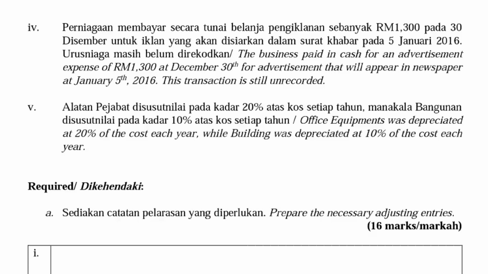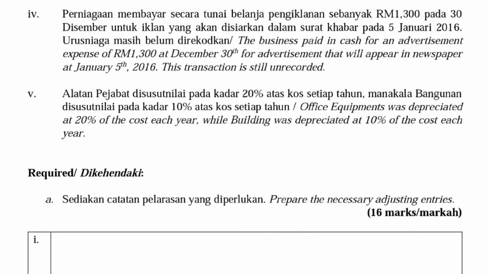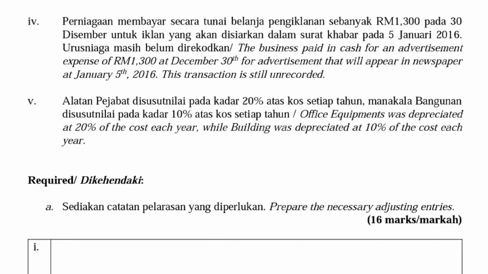So how to record this transaction? To record this transaction, first you have to record the cash out. The cash out happened in year 2015. So the date is 31st of December 2015. You record the cash out. So credit account cash $1,300. What is the account that you have to debit? You have to debit account prepaid advertisement. The amount is $1,300. Account prepaid advertisement is an asset account.